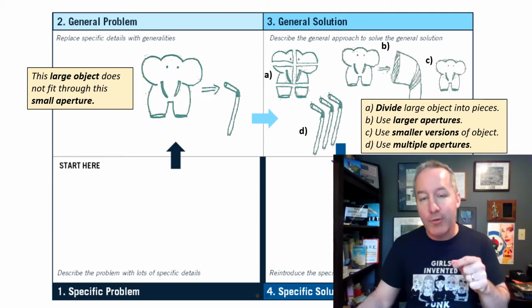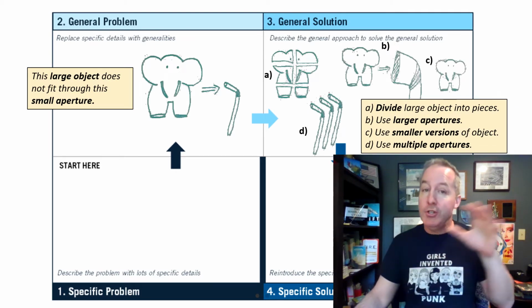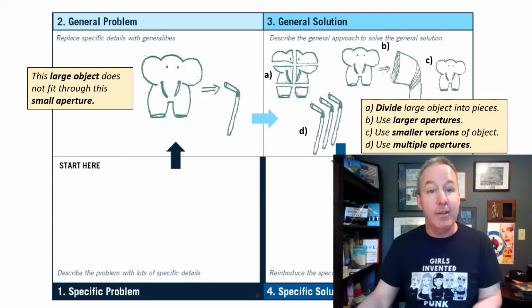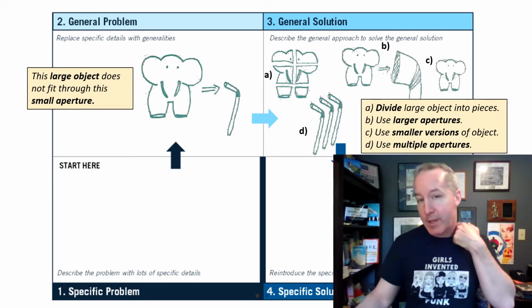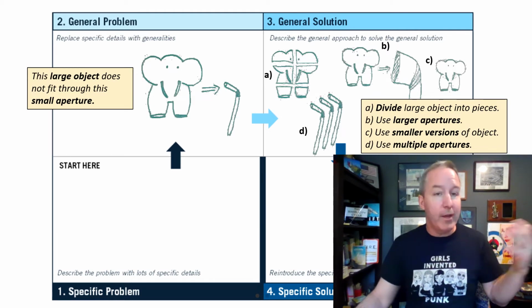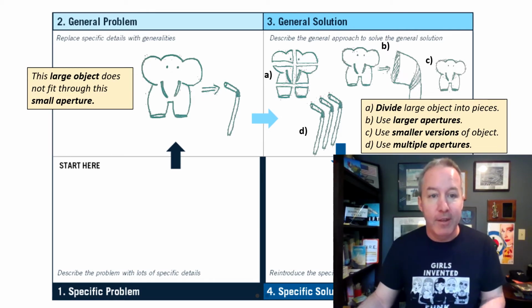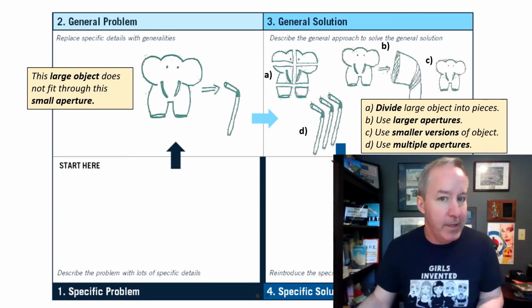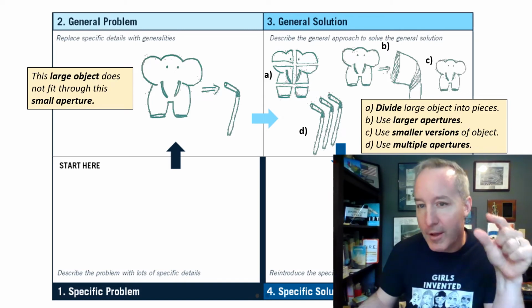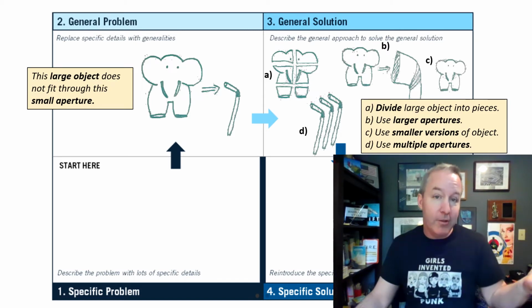Now, in step 3, we begin describing our general approach to the general type of problem we described in the previous step. So in this case, how do we push something big through something small? How can we get an elephant through a soda straw? Can we maybe divide the elephant into pieces? What if we had larger straws? Or do they make small elephants we could use? Maybe we could use more than one straw.